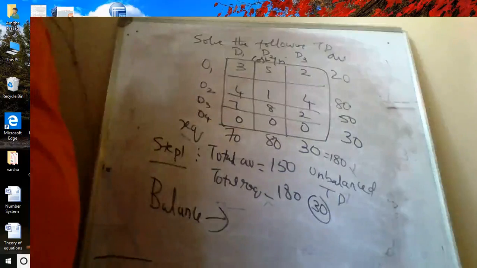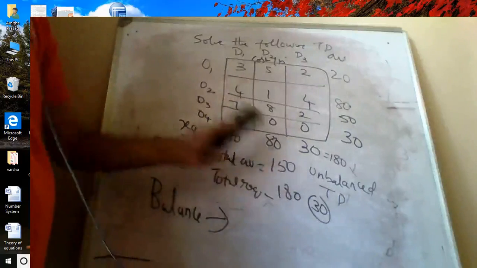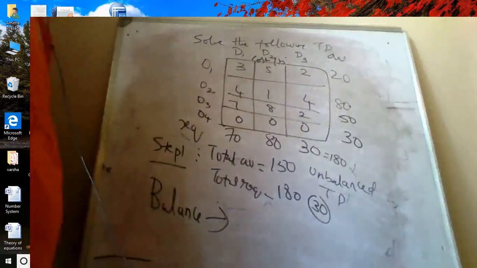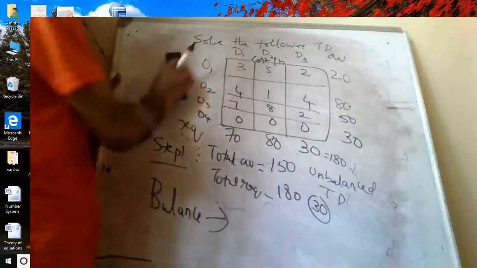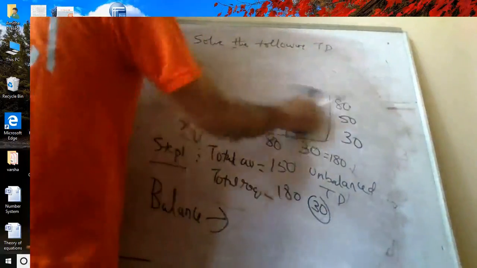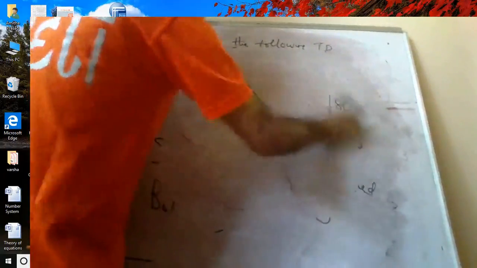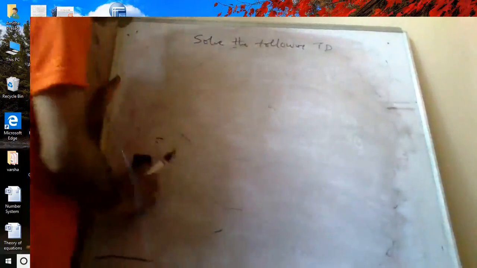So please make a note. So here availability is less, therefore you add one dummy row with all values 0, then it becomes a regular problem. So I'll take one more problem where the requirement is less. Then you should add one dummy column.